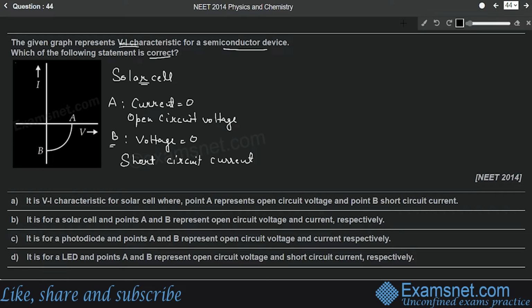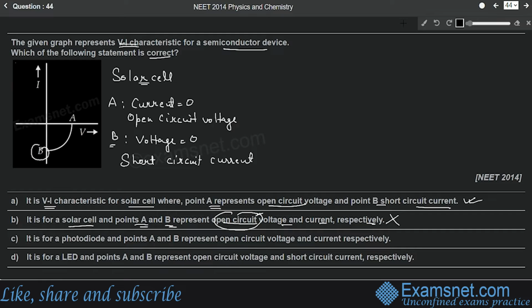Now let's read these statements. The first statement says it is VI characteristic for solar cell where point A represents open circuit voltage and point B short circuit current. So we have discussed right now, this is a correct statement. Then the second statement says it is for a solar cell and points A and B represent open circuit voltage and current respectively. So this is incorrect because both can't be open circuit, because in case of open circuit no current flows, but at point B current is flowing, so this cannot be an open circuit condition.